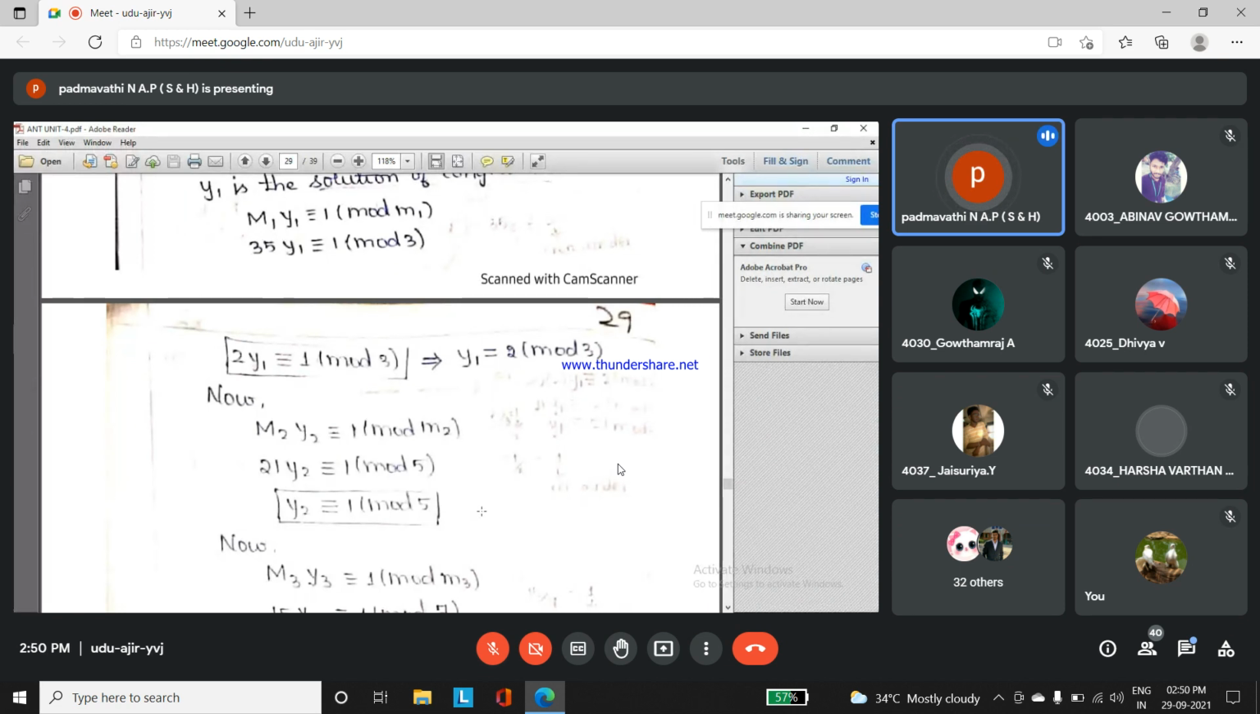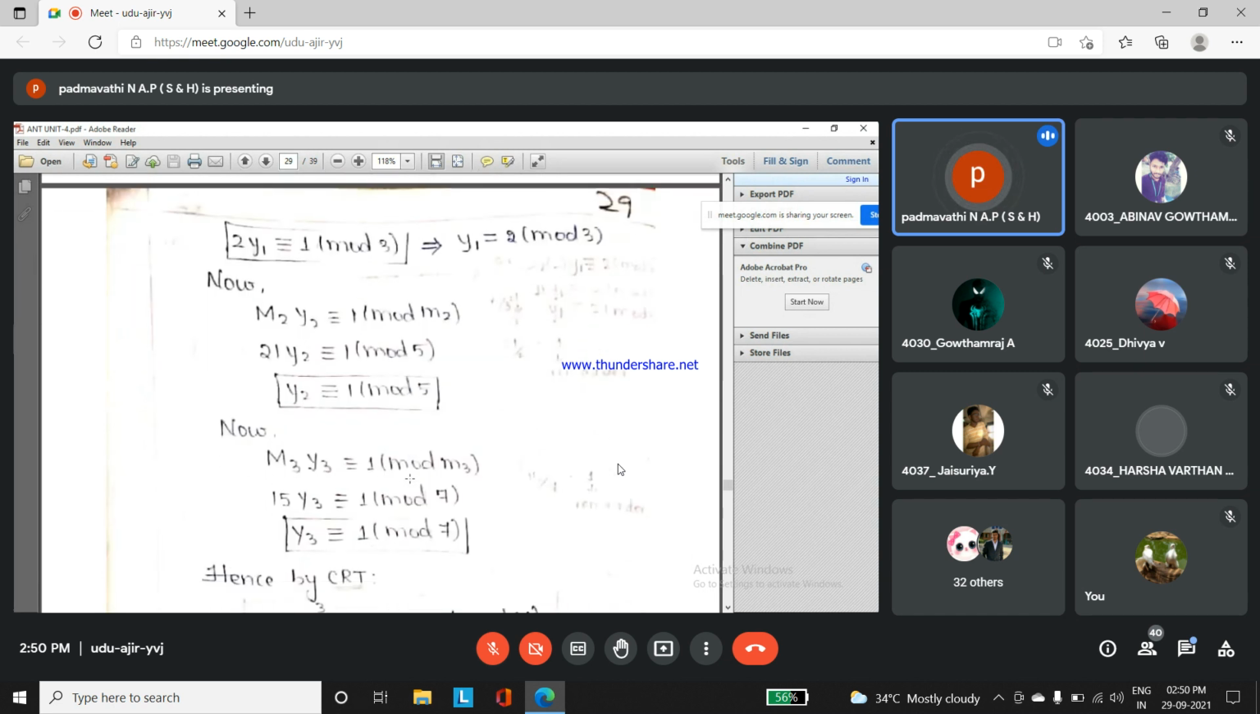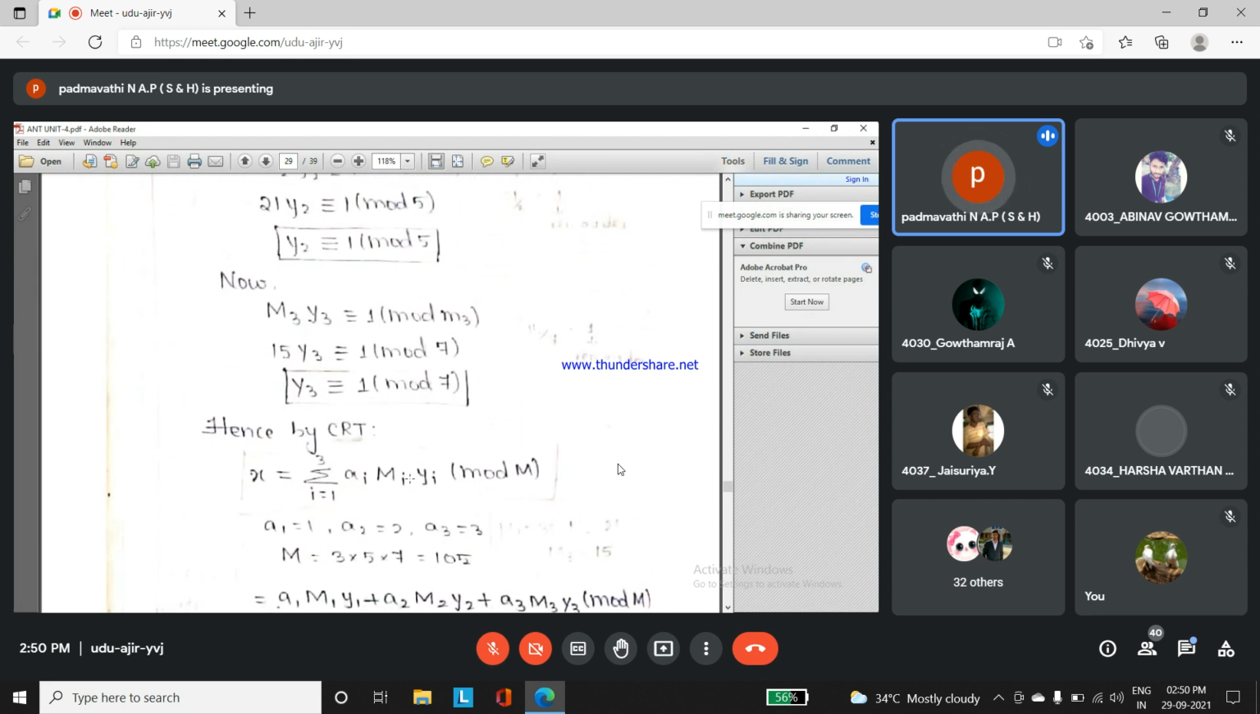y2 into 21 is congruent to 1 mod 5. 21 ஐ 5 ஆல டிவைட் பண்ணா, 1, ma'am. ரிமைண்டர் 1 வருதா, okay. So y2 congruent to 1 mod 5. Then m3 y3 is congruent to 1 mod m3. m3 is equal to 15, y3 is congruent to 1 mod 7.